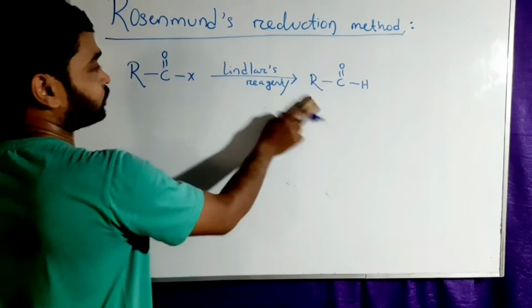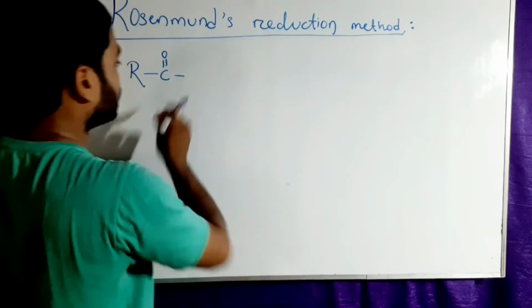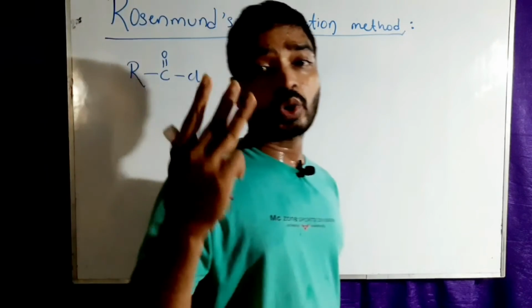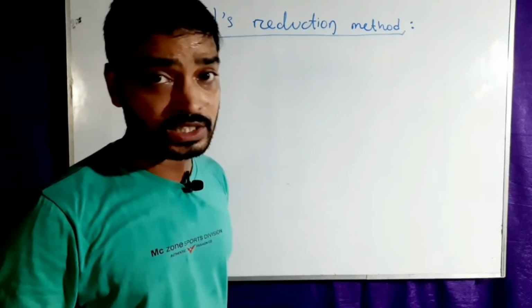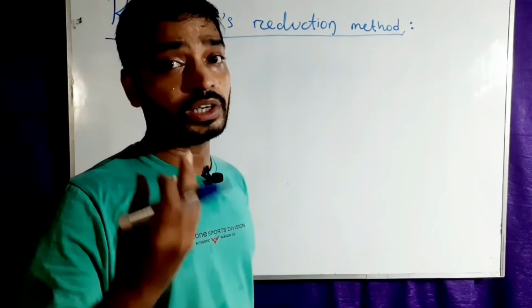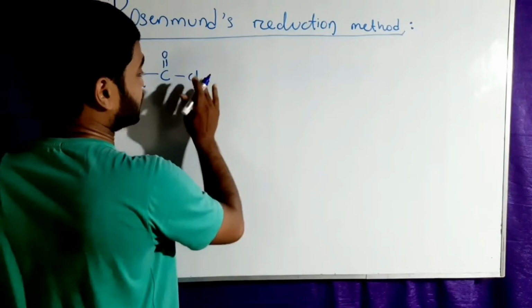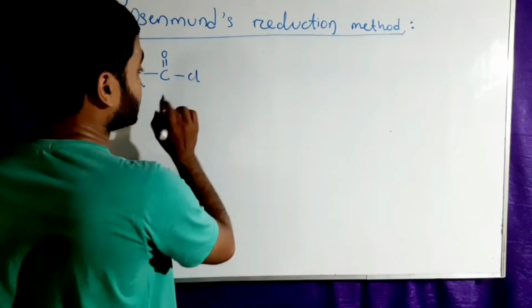I am taking here RCOX, with X as Cl, that means X can be expressed by bromine, iodine, chlorine. I am not taking fluorine here because fluorine always shows an explosive reaction. That means the vessel or the container in which the reaction is conducted can cause damage to the person or the instrument in which the fluorine is taken.